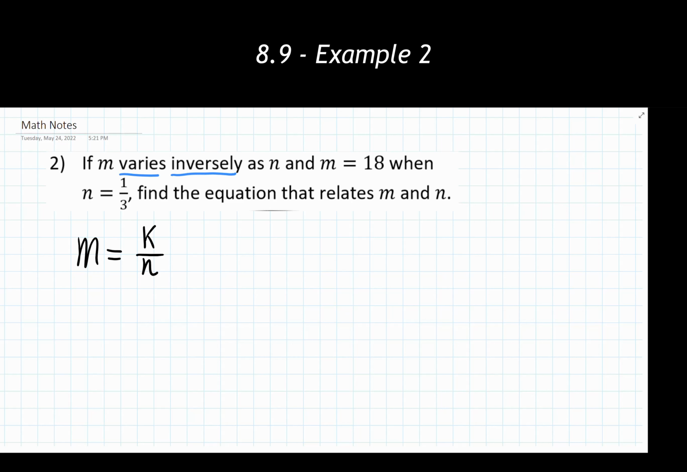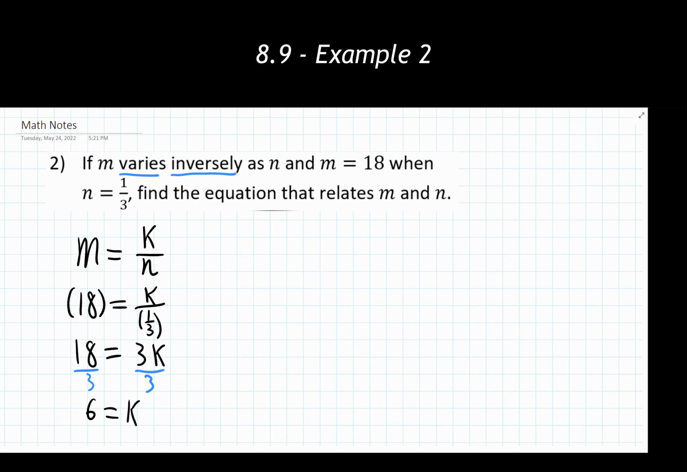Step 2 says to substitute those given values in for the variables. So I'm plugging in 18 for m. I'm plugging in 1/3, there we go, for n. And now, step 3, solve for the constant of variation. I want to get the k all by itself. From here, using what I know with fractions, I don't like dividing by fractions, so instead I rewrite this to say I am multiplying by the inverse, or the reciprocal of that fraction, I should say. So this thing gets rewritten as 18 equals 3k. I divide both sides by 3. I'm getting that 6 is equal to k.